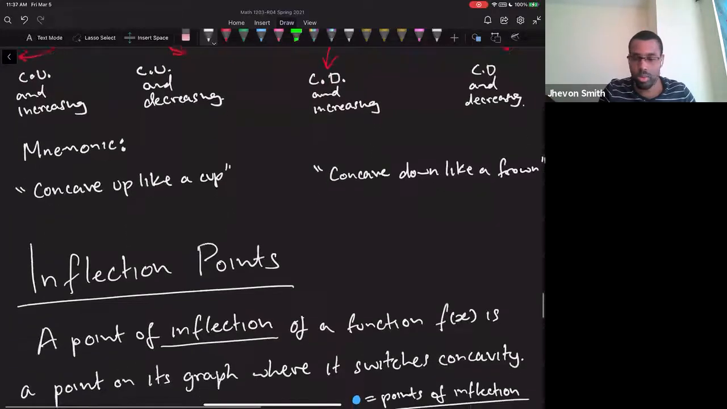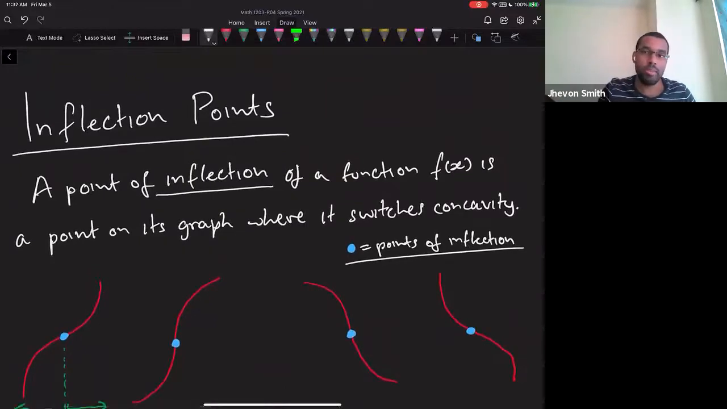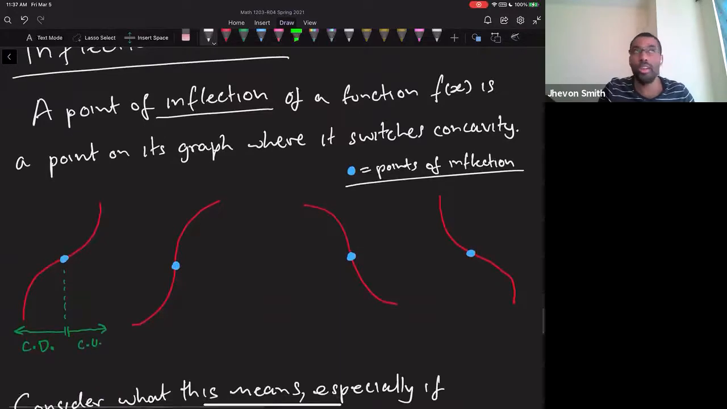So that's what you want to know there. We also spoke about inflection points. An inflection point is a point where you switch concavity. So on one side of the inflection, you are one kind of concavity, and on the other side, you're another kind of concavity. And we went over some examples of why knowing what the concavity is and knowing when it changed is going to be important.